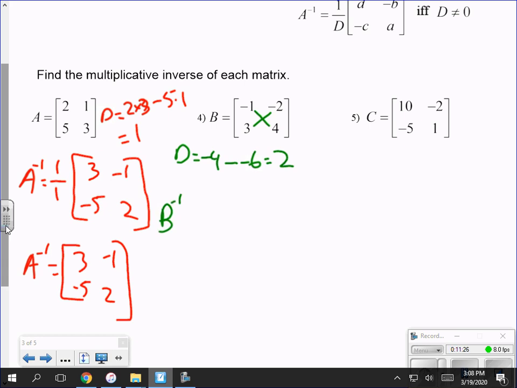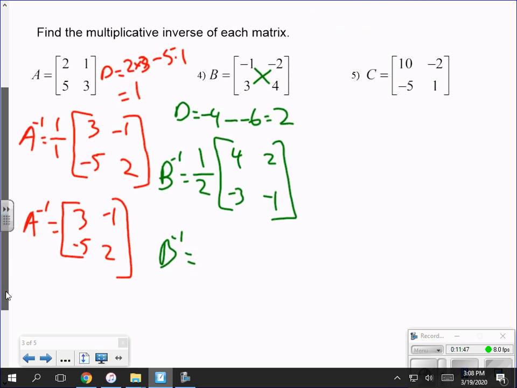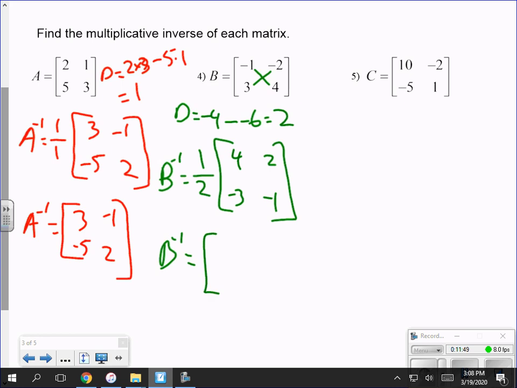So my determinant is 2. B inverse is equal to 1 over the determinant, 1/2, times the 2 by 2 where I swap the first diagonals, A and D, so I get 4 and negative 1. Then I change the signs of the other ones, so I get negative 3 and positive 2, and I multiply all of those, in this case, by 1/2. So B inverse is equal to 2, negative 3/2, 1, and negative 1/2. And that is the multiplicative inverse.